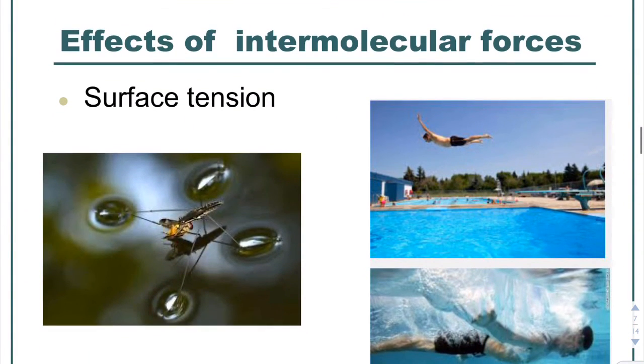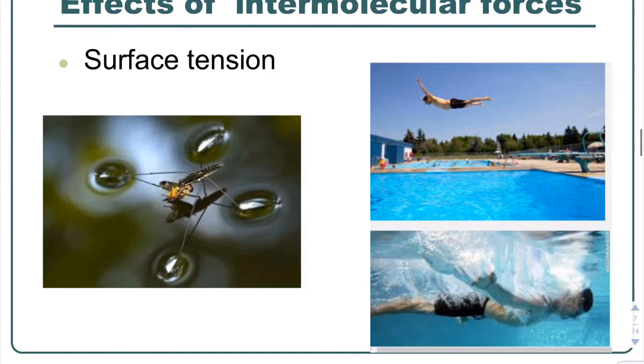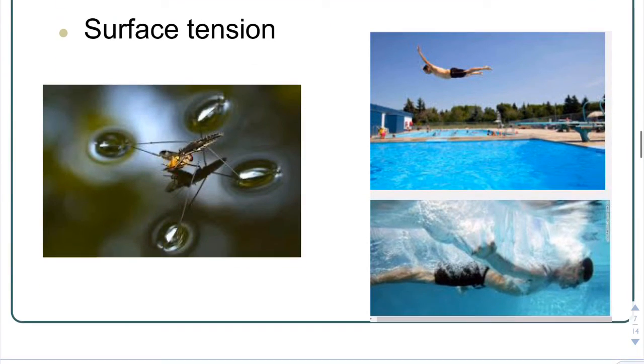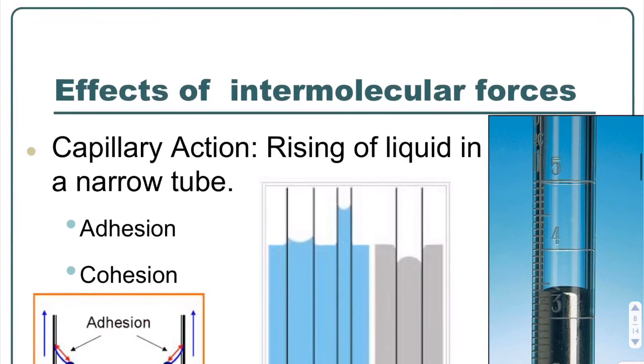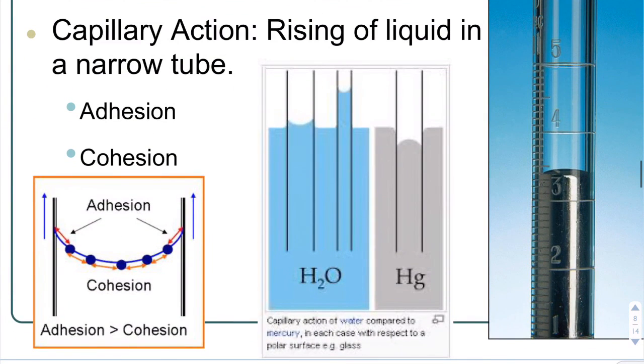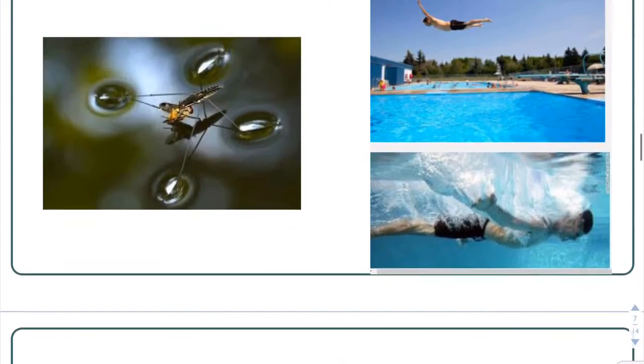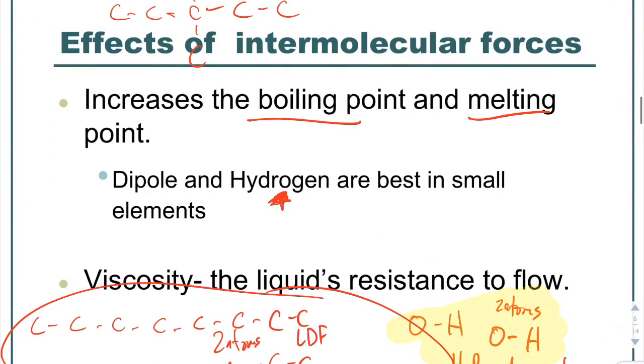Surface tension is the molecules sticking together. We've talked about this with water. Hydrogen bonding is causing these molecules to stick together. Capillary action, we've seen this before as well. The idea that they can climb up a container because they're sticking to the glass and they're sticking to each other. But I'm telling you guys, the main thing that they're going to ask you about is boiling point and melting point.